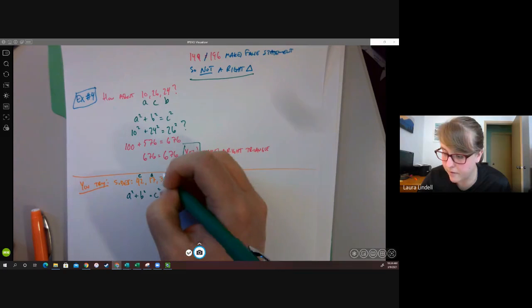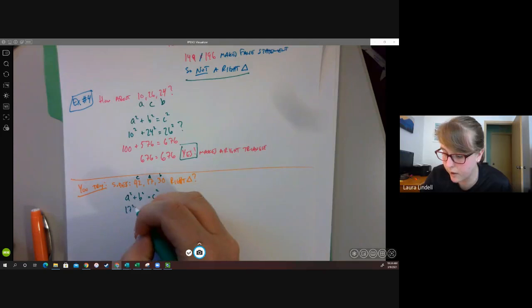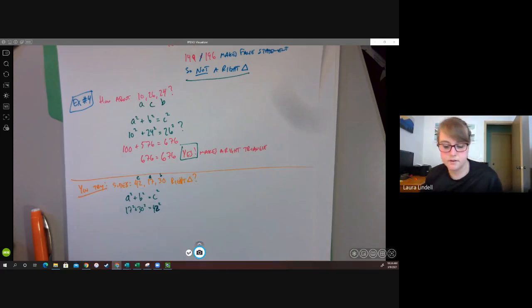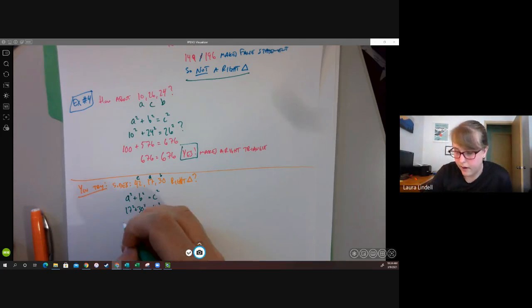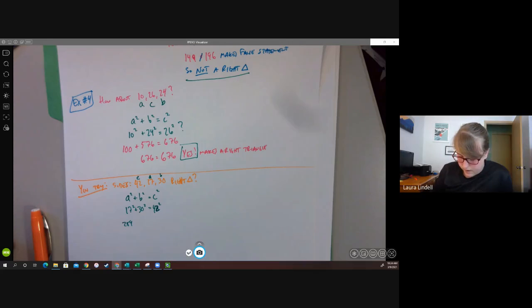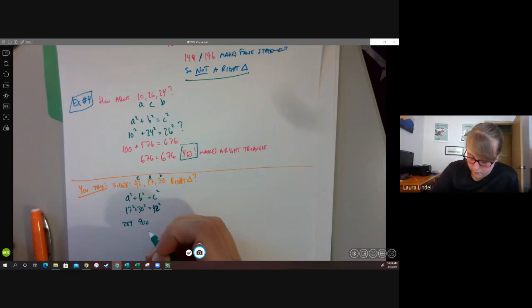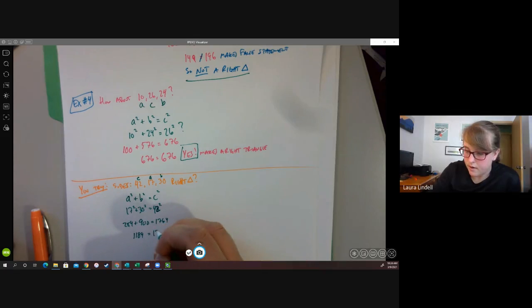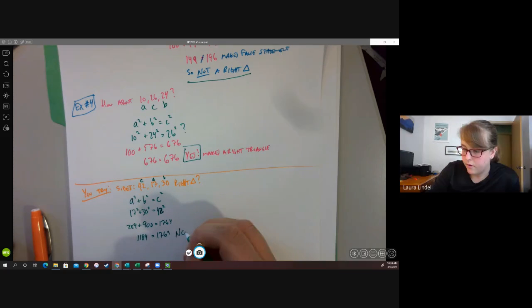So if you chose A to be 17 and B to be 30, you'd get 17 squared plus 30 squared, checking to see if it's equal to 42 squared. And 17 squared is 289. 30 squared is 900. 42 squared is 1,764. But 900 plus 289 only gives us 1,189. So this one would be a no.